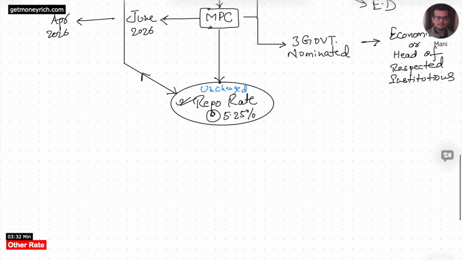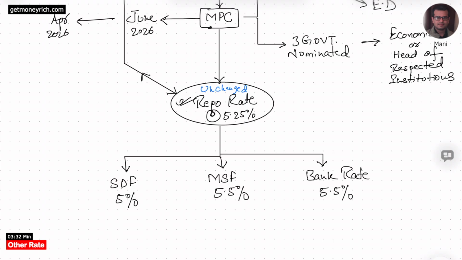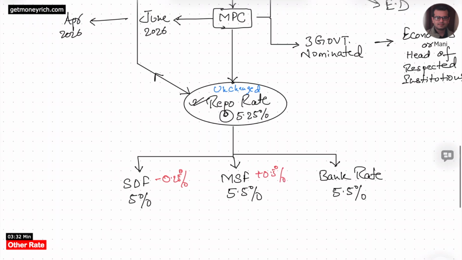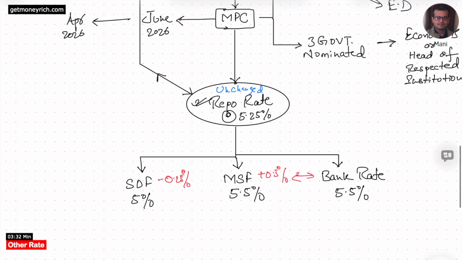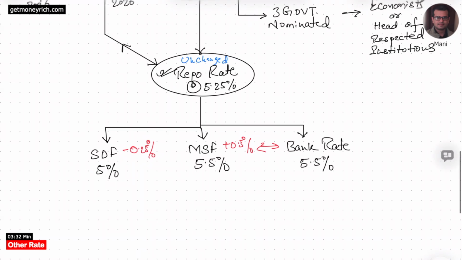government bond. Now, in a monetary policy committee meeting, the decision is not only taken on the repo rate. There are three more rates. Those three rates are SDF, which is standing deposit facility, the MSF, which is marginal standing facility, and the third is the bank rate. So whatever is the repo rate, the SDF will be minus 0.25%. Whatever is the repo rate, the MSF will always be plus 0.5%, and MSF and bank rate will always be equal. This is the standard policy of RBI, and this is how they set all these four rates in tandem: the repo rate, the SDF, the MSF, and the bank rate.